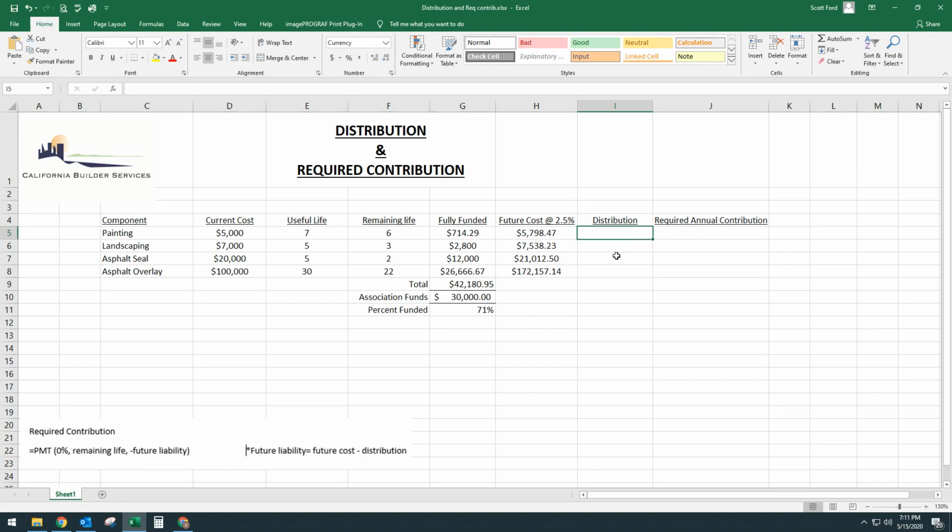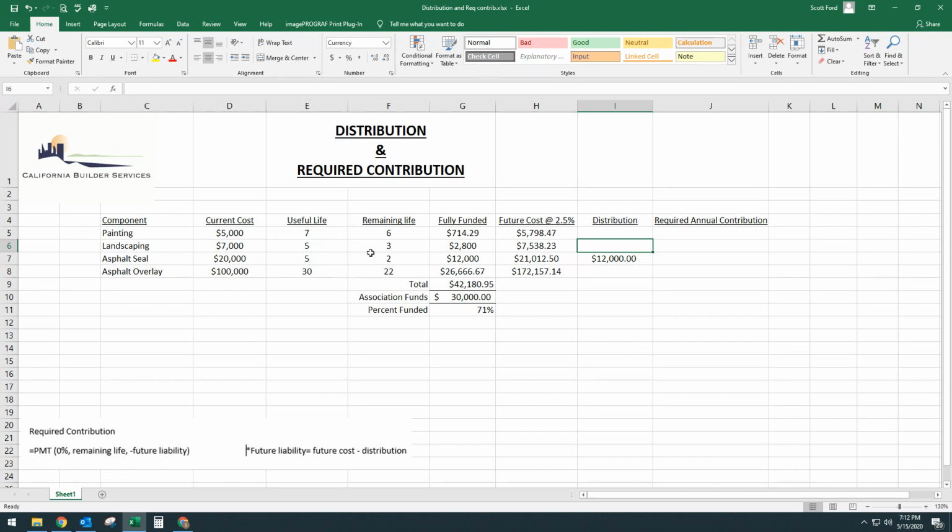You're just going to start first with the component that has the shortest remaining life. In this case, it's going to be the asphalt seal, and that number is going to be the fully funded amount. So of the 30,000 that the association has, you're first going to distribute the funds to the component with the smallest remaining life, and continue that until you run out of money. We know we're going to run out of money because in this hypothetical situation, it's only 71% funded.